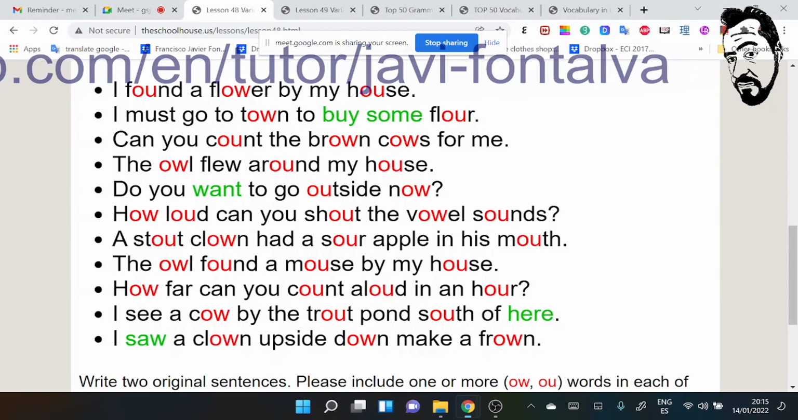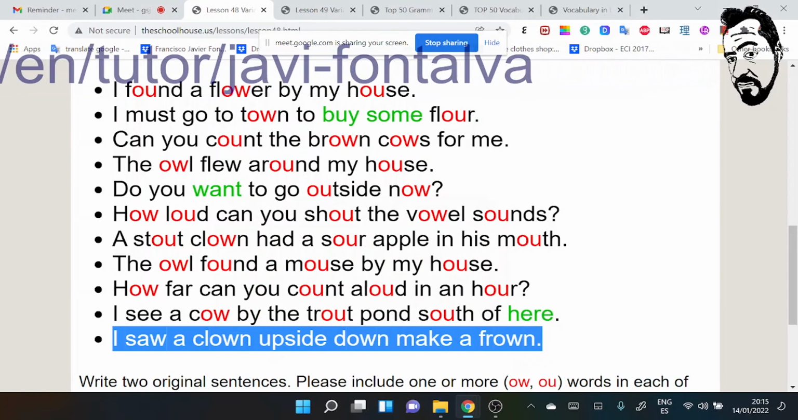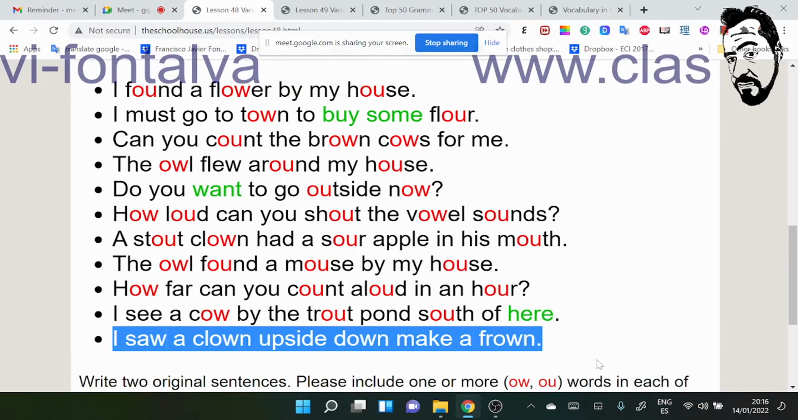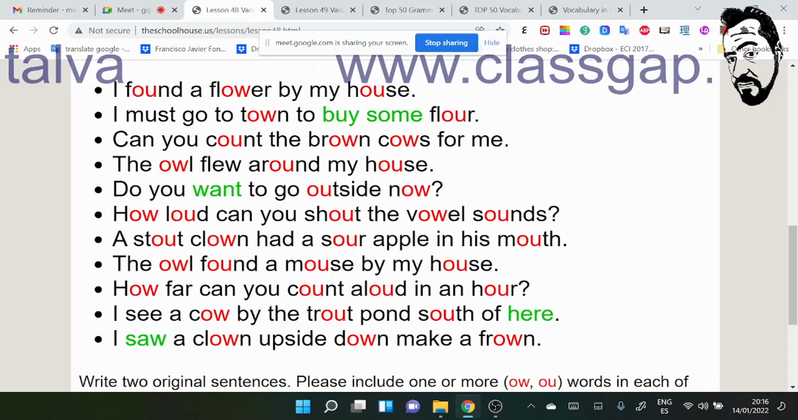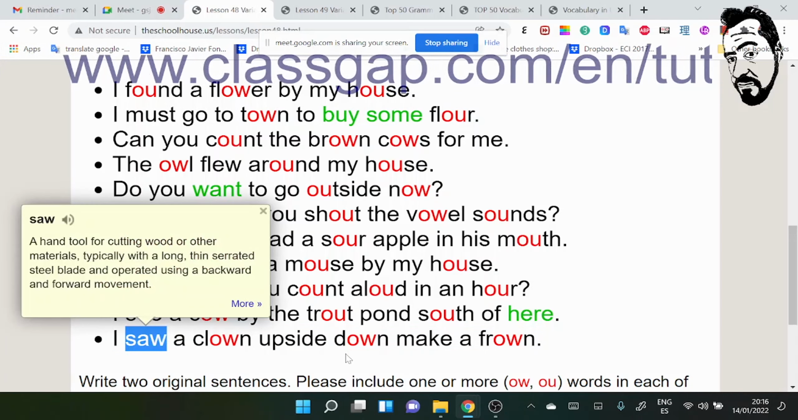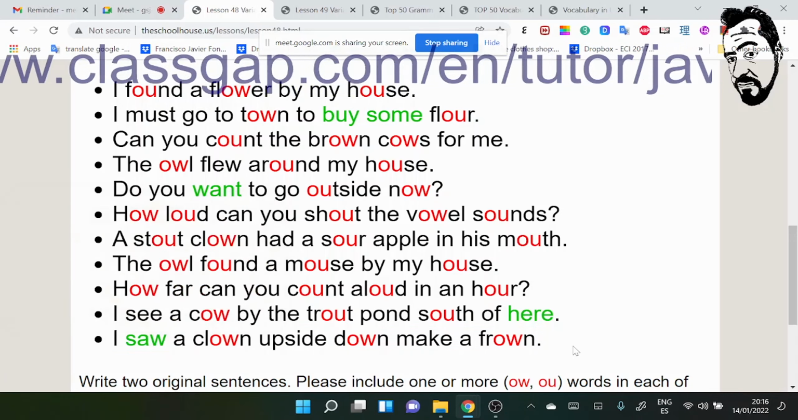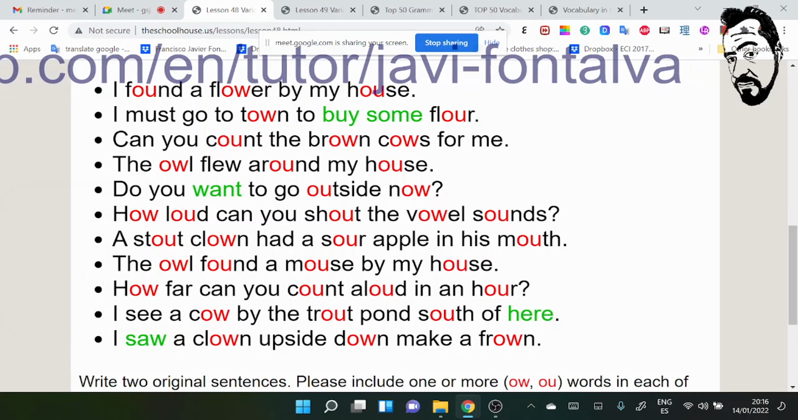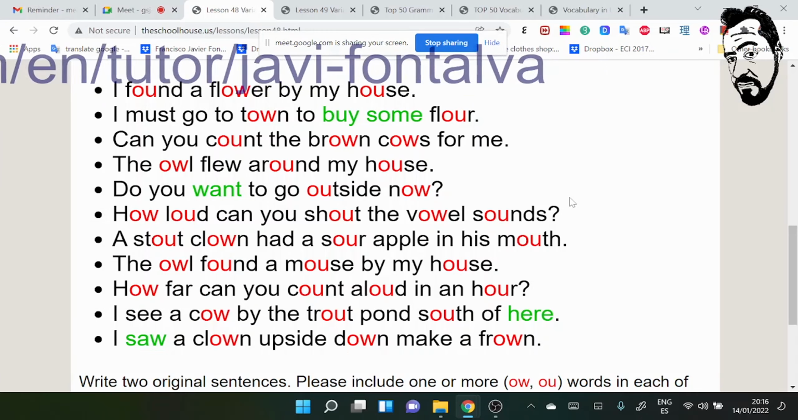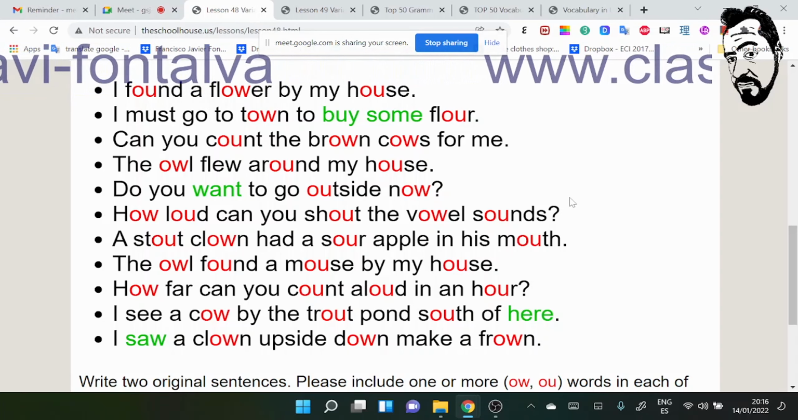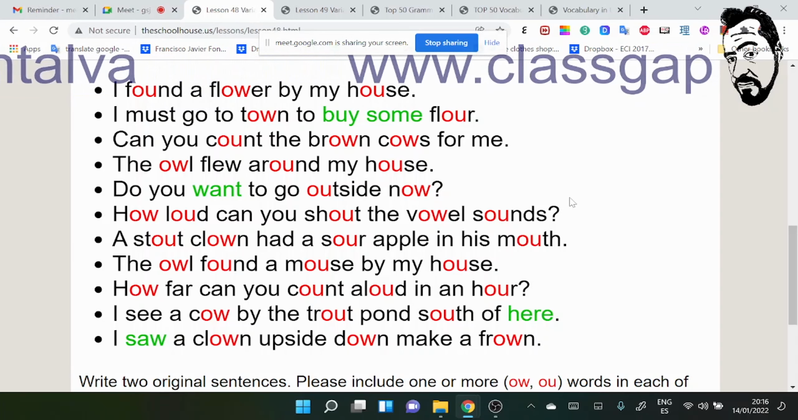Okay. That's one. Can you do this one? I saw a clown upside down make a frown. Frown. And saw. So I see, I saw. I repeat. I saw. Okay. I saw a clown upside down make a frown.